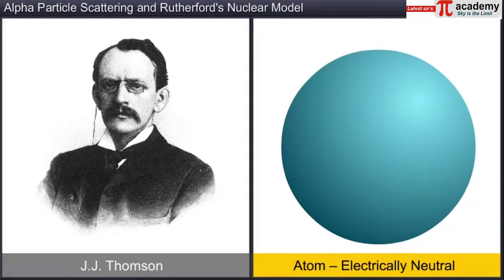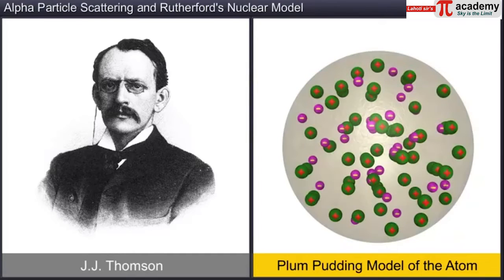Since the atom is electrically neutral, it was proposed that the atom must also contain positively charged particles in it, such that the total negative charge in the atom is equal to the positive charge in it. Based on these assumptions, J.J. Thomson proposed the plum pudding model of the atom. In this model, he proposed that the total positive charge in the atom is spread throughout its volume, and the negatively charged electrons are distributed in this volume like seeds in a watermelon.